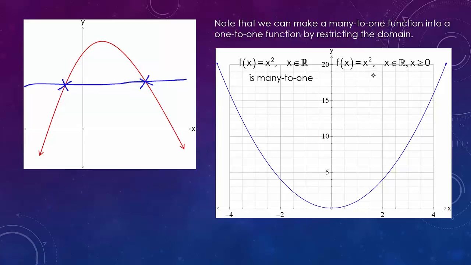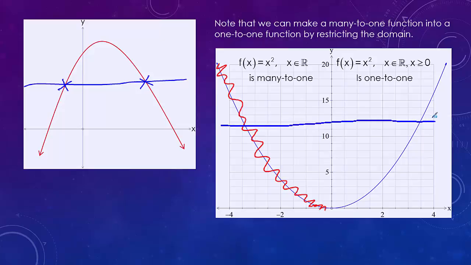However, if we then restricted the domain to just x is greater than or equal to 0, it would be a one-to-one function. If we'd made this restriction, we would lose this limb of the graph. And then any horizontal line would only cut once over here because this part would no longer exist.